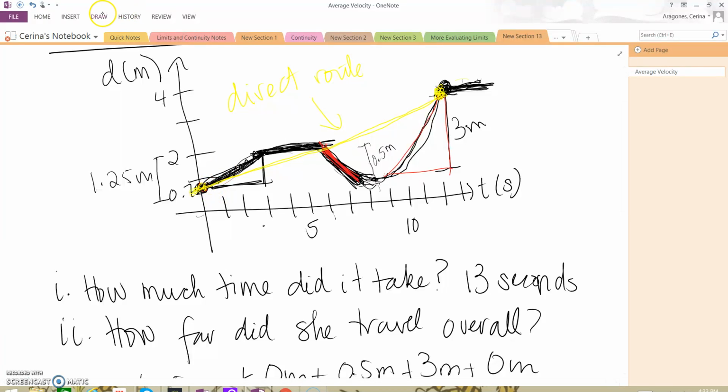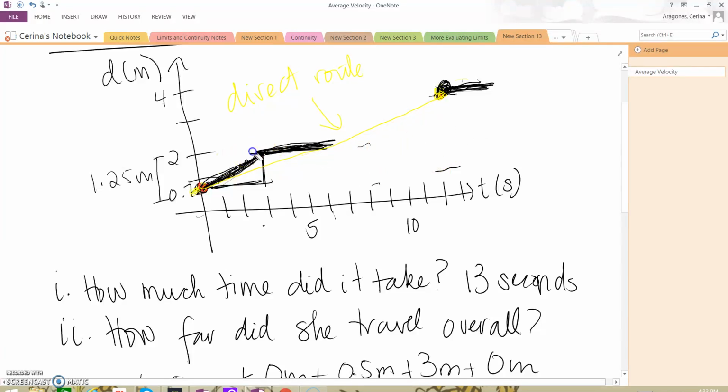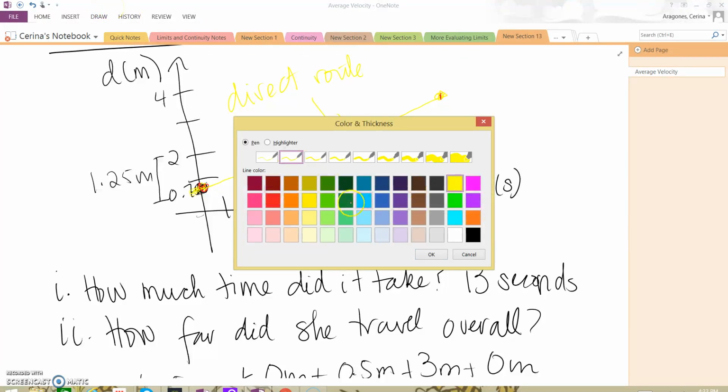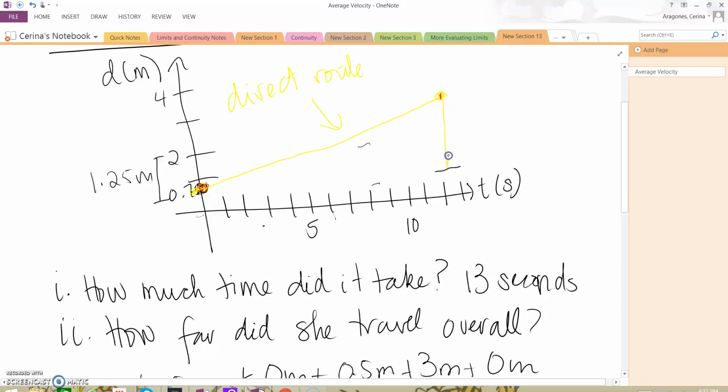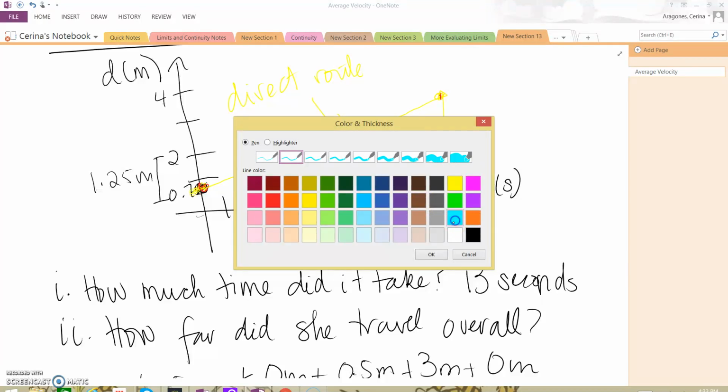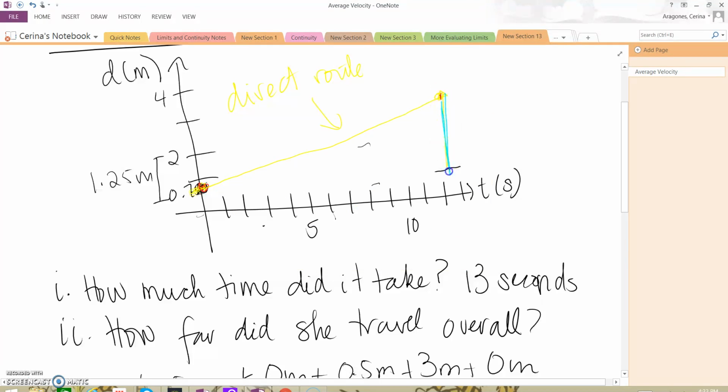So her average velocity, let's say we erase this whole graph. Okay, all we care about is the ending part and the beginning part. Then her average velocity is the slope of that direct route. So her delta y over her delta x.